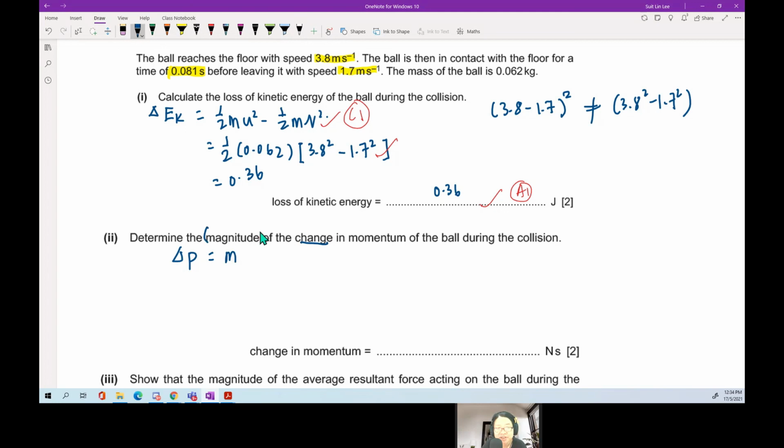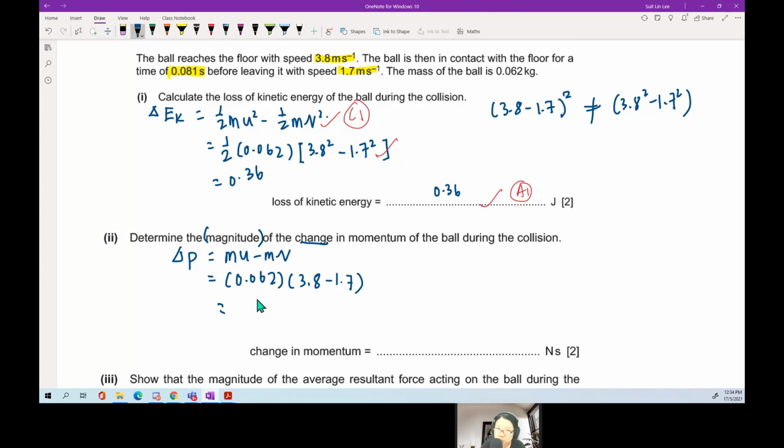Okay, they want magnitude only, right? I can take mu minus mv. Okay, they just want magnitude. I take the big one minus the small one because I don't like negative numbers. But I know that there could be a negative number. I'll figure it out later lah if I need to. But that's how my brain works.